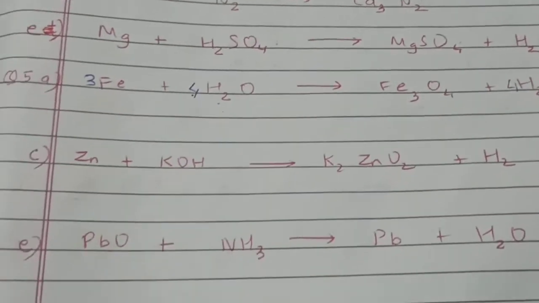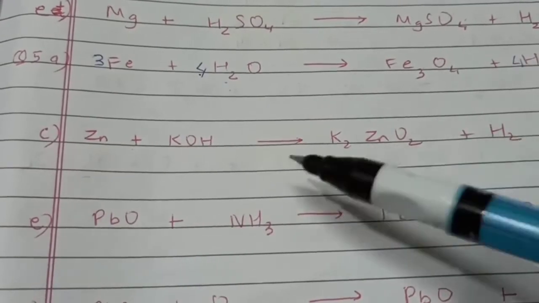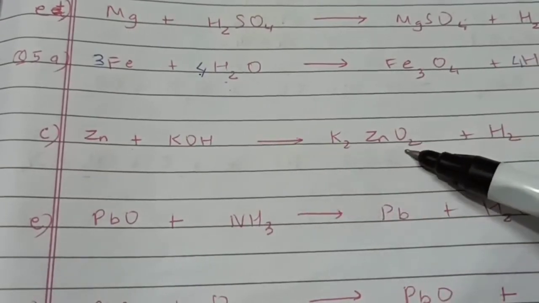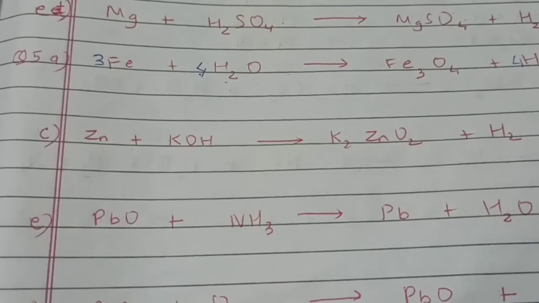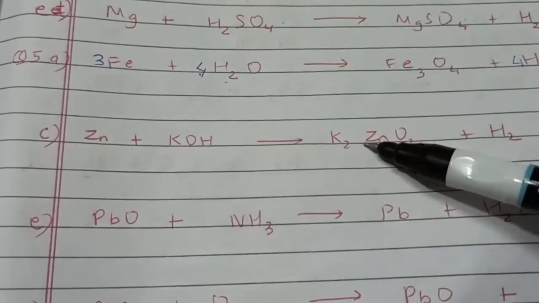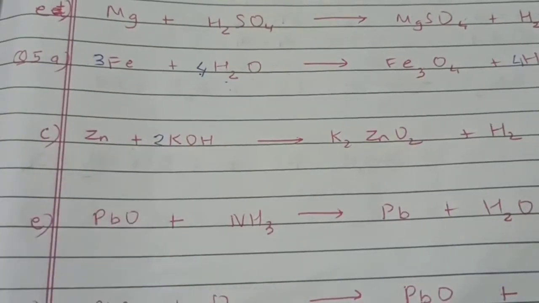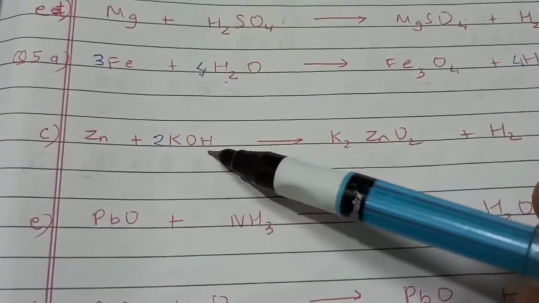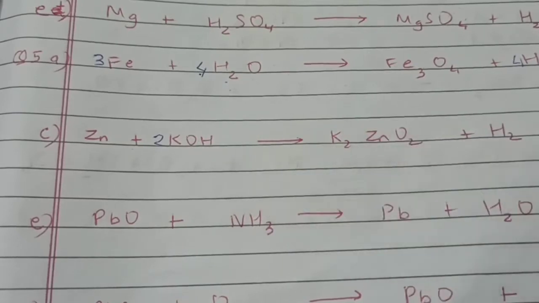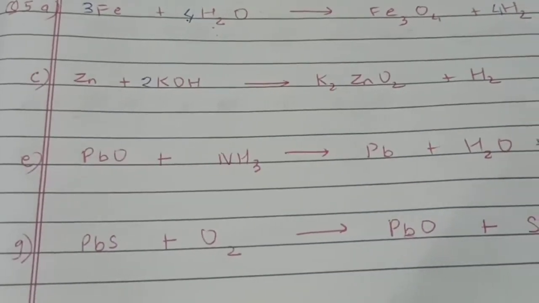Done. Next, the C one. Zinc plus potassium hydroxide gives potassium zincate plus hydrogen. The equation was already given in the question. Let's balance it now. So zinc 1, zinc 1. Potassium 2 atoms. So here I'll put a 2. Potassium 2 atoms. And oxygen 2 atoms, oxygen 2 atoms, hydrogen 2 atoms, hydrogen 2 atoms. So now it's balanced. Next, the E question.